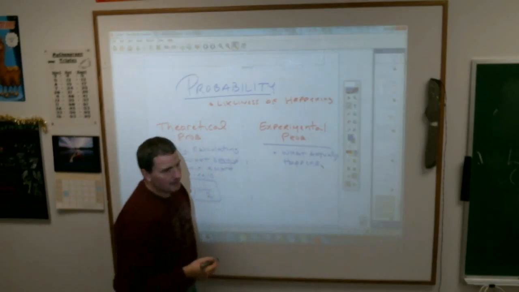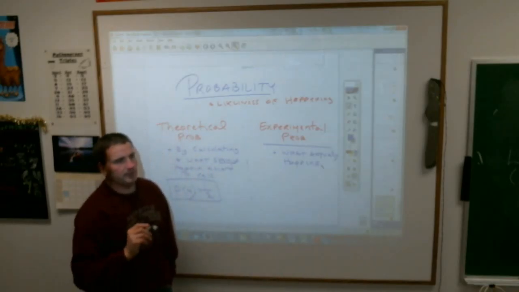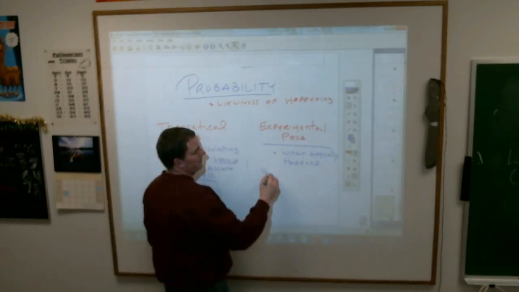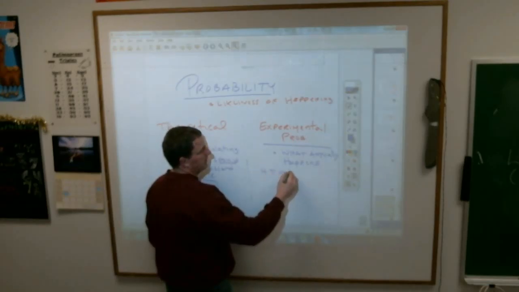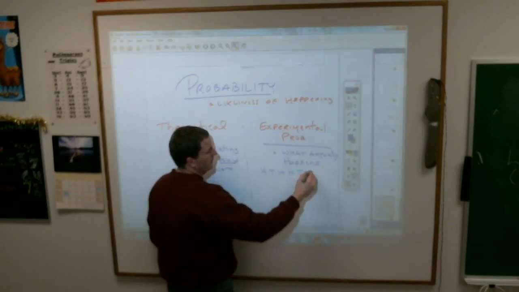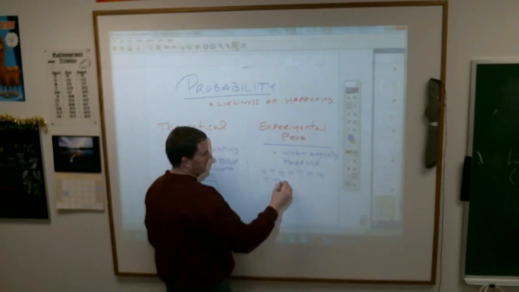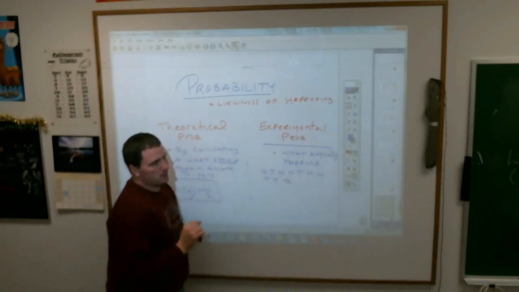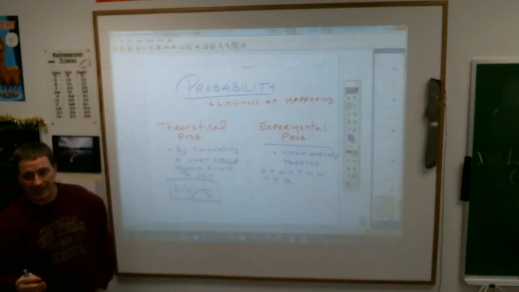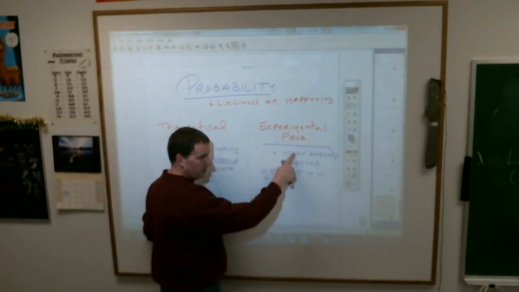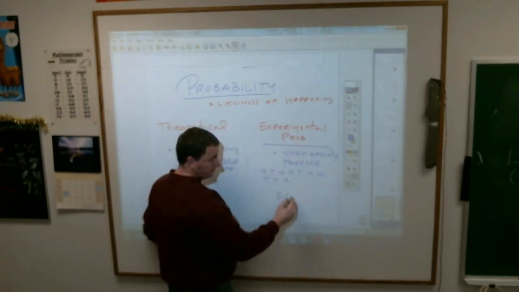Which would mean this. Let's say I flip a coin 10 times. Here's my 10 flips, and I get a head, a tail, a head, a head, a tail, a head, a head. How many is that? 1, 2, 3, 4, 5, 6, 7. A tail, and a head. Experimental probability is what actually happens when you actually physically do it. And in this case, what was my experimental probability of getting a head?